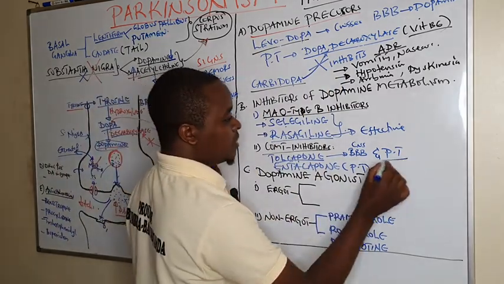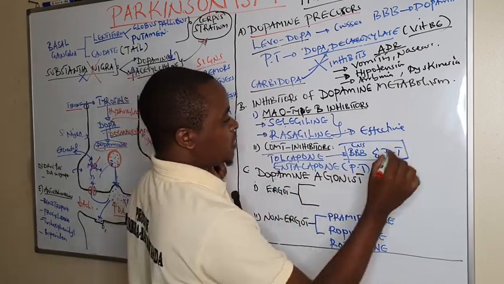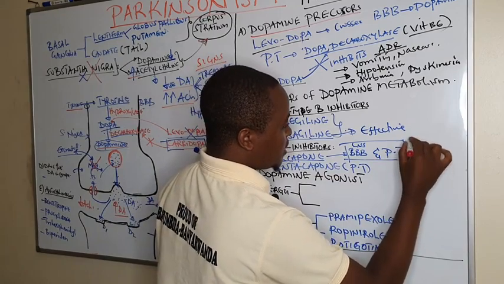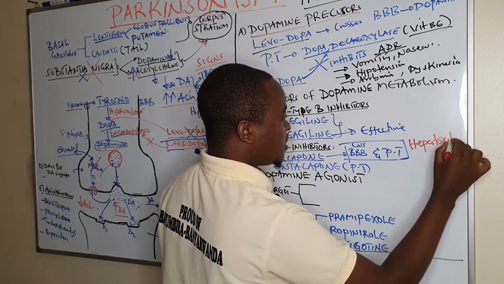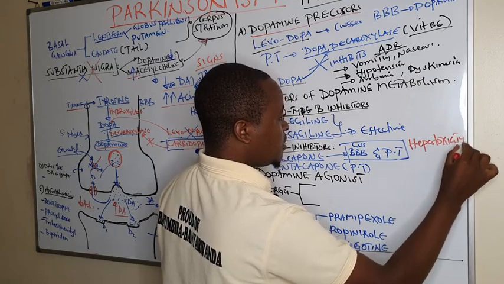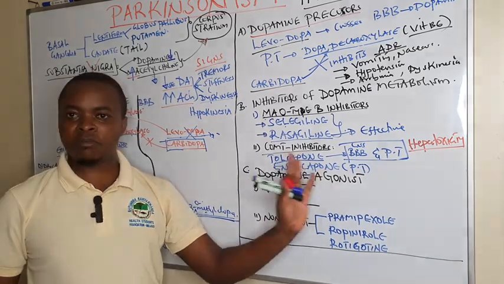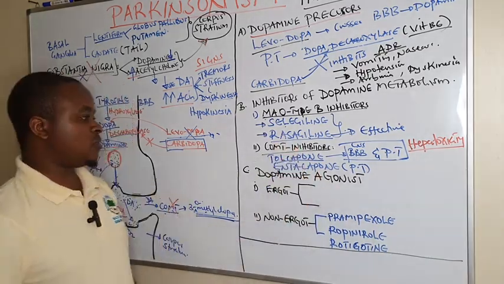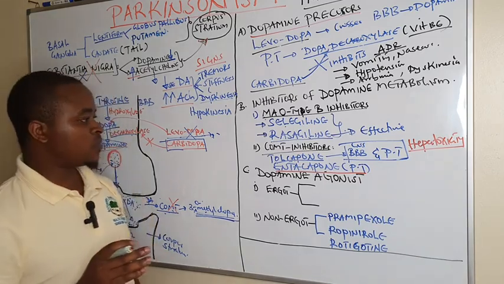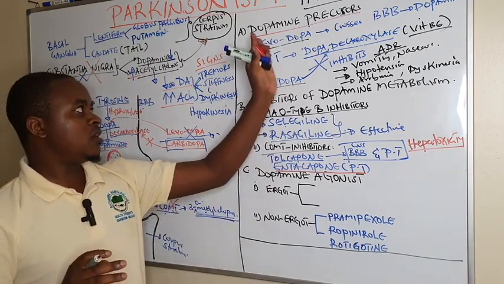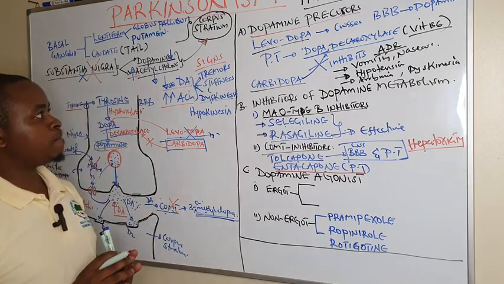And this tolcapone is the best, but its use is minimal because it causes hepatotoxicity. It has high chances of causing hepatotoxicity, so it is always discouraged because of that. But it has the ability to enter both the CNS and to act in the peripheral tissue, whereas entacapone only acts in the peripheral tissue. It is also given in combination with levodopa and carbidopa.